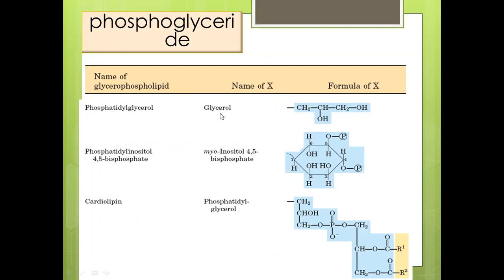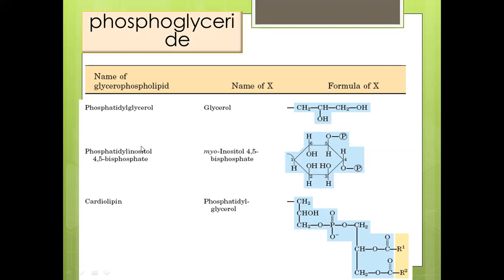If your X is glycerol, you have your phosphatidylglycerol. If your X is inositol, 4,5-biphosphate. So you have your inositol here with OH, OH, up. But when the hydrogen is being replaced with a phosphate group, then you have your 4,5-biphosphate. So carbon 1, 2, 3, 4, and carbon 5, there is a phosphate. So two phosphates, biphosphate.